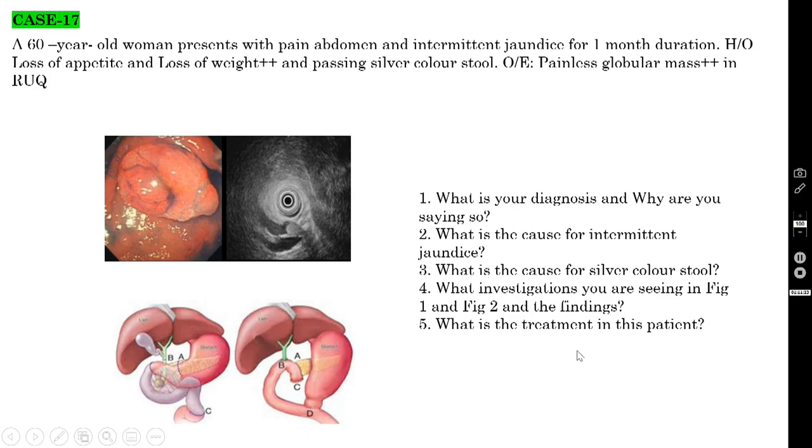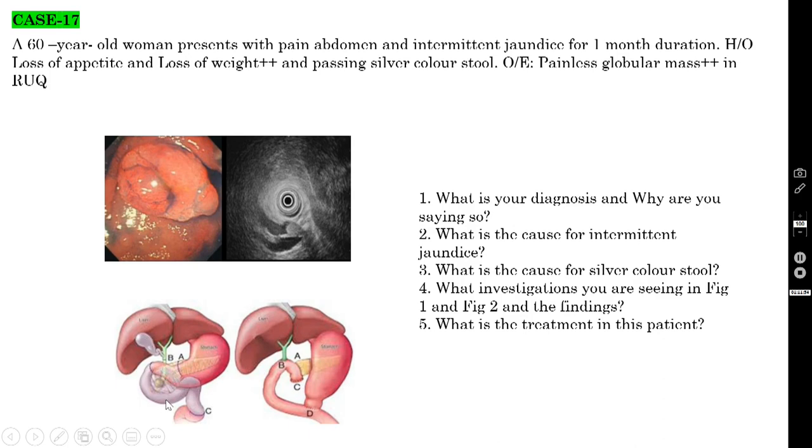What is the treatment in this patient? This is the treatment: Whipple's operation or pancreatoduodenectomy. Even though the tumor is only in the pancreas, you have to remove the duodenum also because the blood supply for both duodenum and pancreas is the same. The moment you ligate the blood supply to the head of the pancreas, there won't be any blood supply to the duodenum also. That is why you have to remove both together.